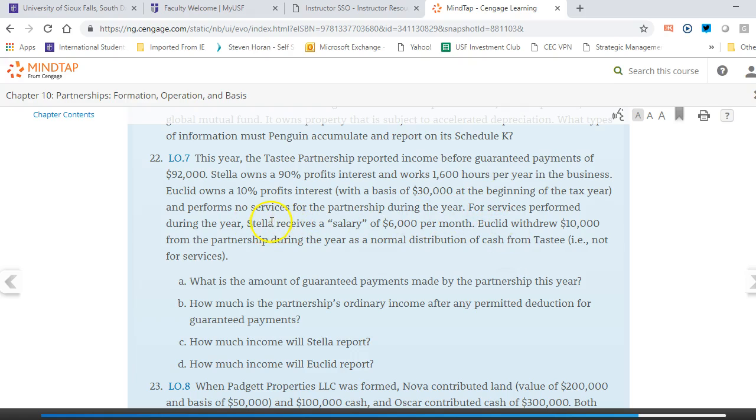The $6,000 so-called salary, that's the one right there. So you can see that $6,000 is really a guaranteed payment. 6,000 times 12 is $72,000. Question B, how much is the partnership's ordinary income after any permitted deduction for guaranteed payments? Take a look at what their income was. The income before guaranteed payments was $92,000. We just established through letter A that there was $72,000 worth of guaranteed payments. So the answer to B is 92 minus 72 to get down to 20.